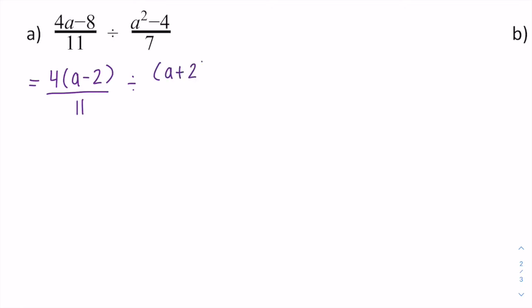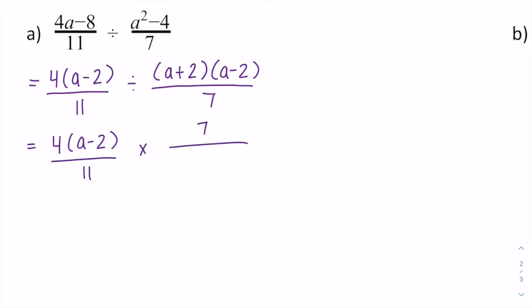And that second one is a difference of squares, so I can factor it nice and quick. And now because we're dividing, we're going to flip the second one and multiply. So we have 4a minus 2 all over 11 multiplied by 7 all over a plus 2, a minus 2. And you can put them together or you can cancel out here, it doesn't matter. So I have a minus 2 and a minus 2. So 4 times 7 is 28 all over 11 a plus 2.